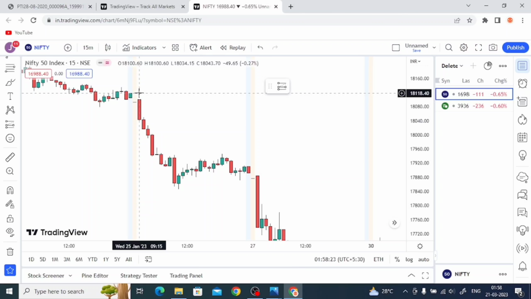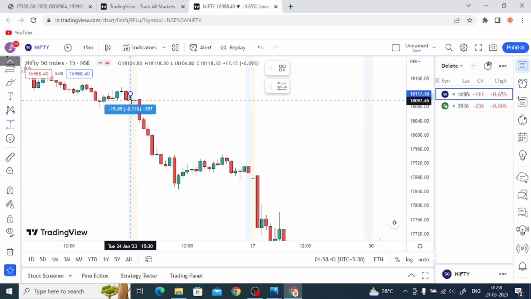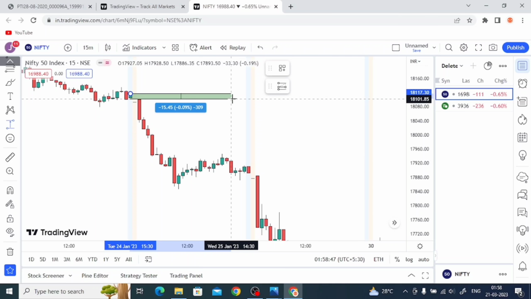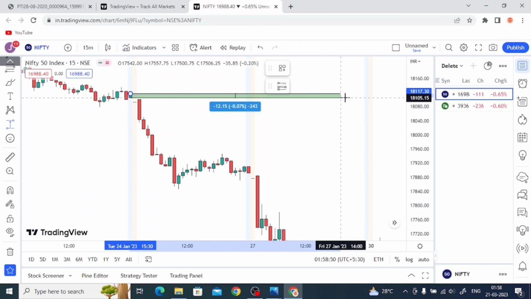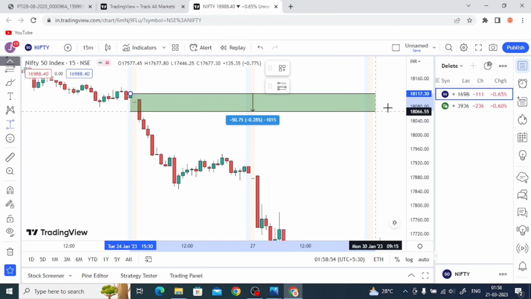To mark the levels of the supply zone, you have to select the previous candle, take this tool, price range, and mark the high and low of the candle to extend the line from whatever you want.